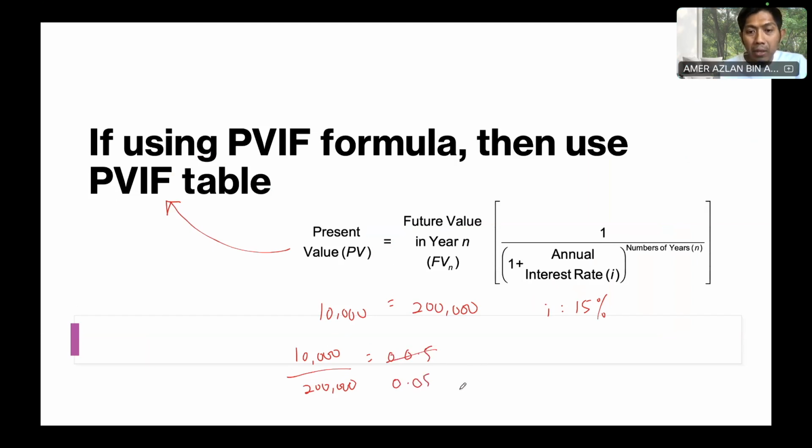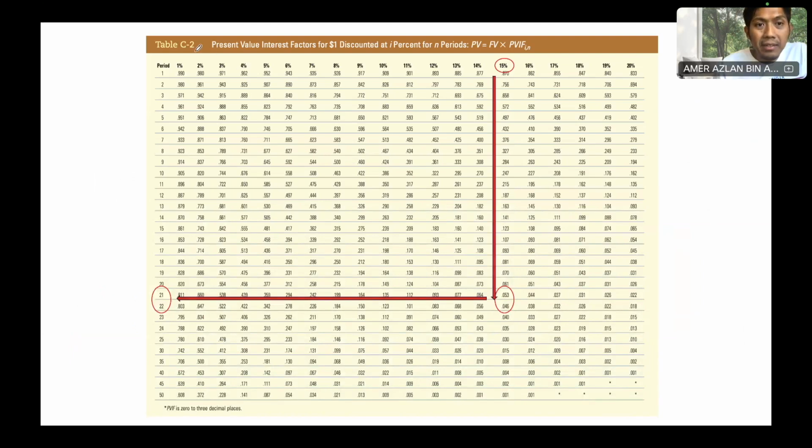We have the interest of 15%. So again, if you use the present value formula, you have to use the present value table, which is this one. It's written there, present value interest factor discounted. This is the present value table. So we have the interest of 15%, and we have the figure we calculated just now, 0.05.